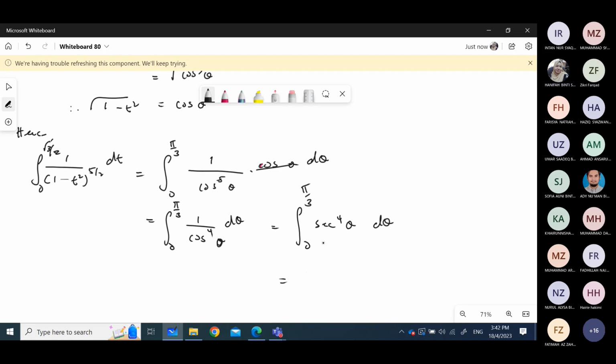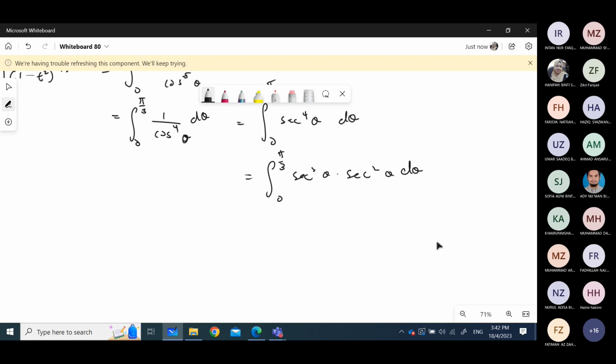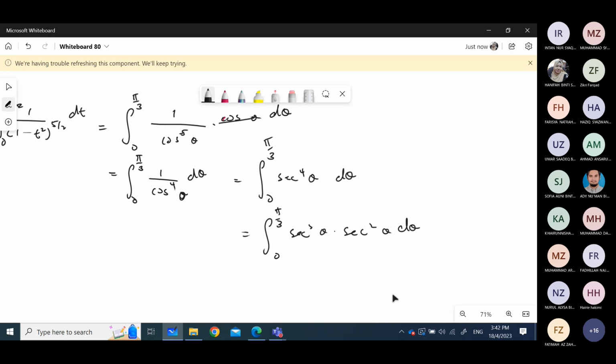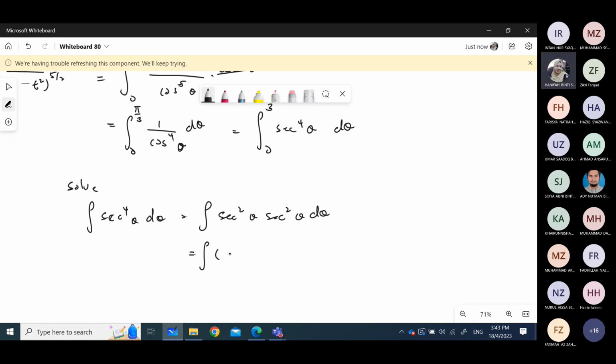So selesaikan. Ini repeat macam tadi tu. Secant square theta d theta, 0 to pi over 3. Selesaikan, solve for integral secant to the power of 4 theta d theta. Okay, so apply identity. It is about tangent square theta plus 1, secant square theta d theta.